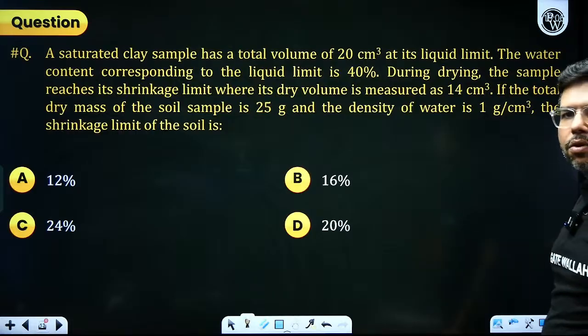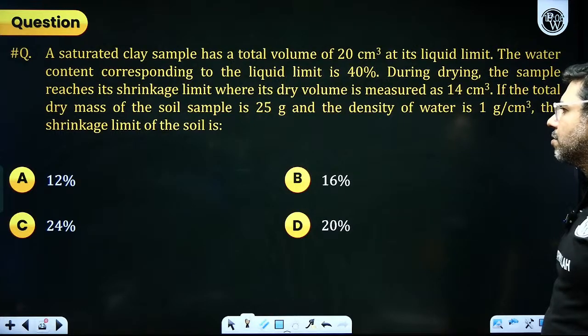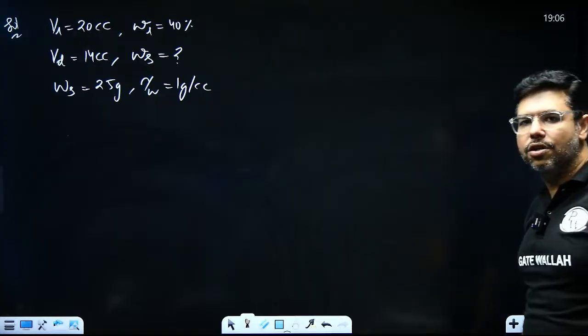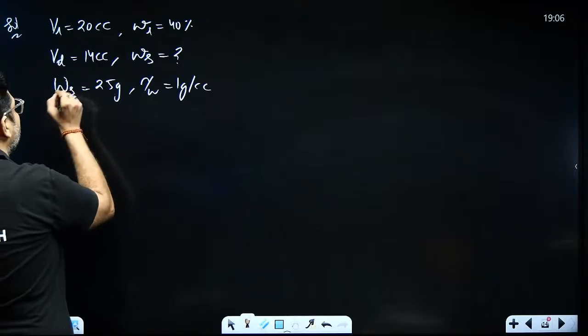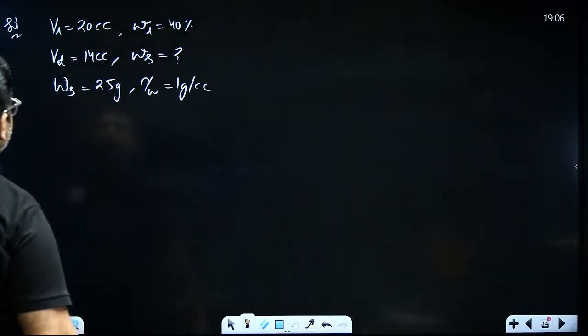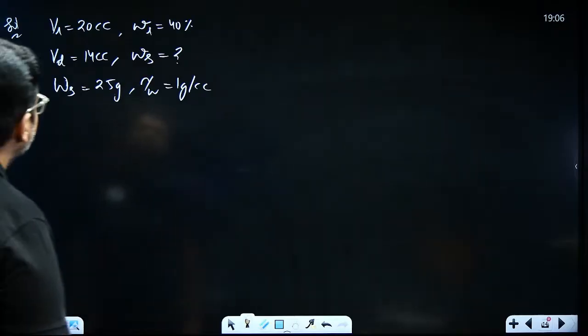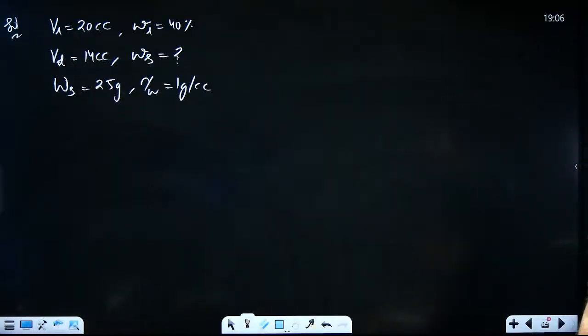Let's try to find this out. Very simple question. So, we have to find out the shrinkage limit of the soil. This is the weight of solids, capital WS. The weight of solids is given to me and the liquid limit is given to me; the shrinkage limit we have to find out. Very interesting question, but very simple. If you want to try, you can try it out. The rest I will do for you.